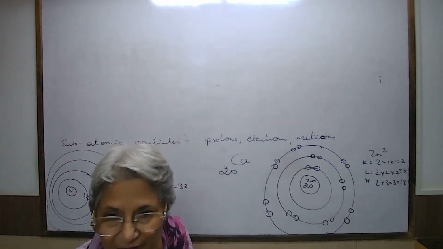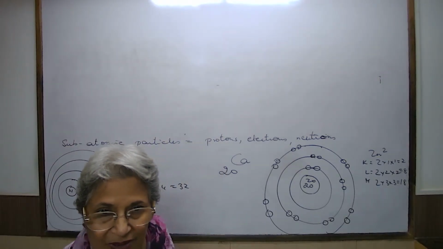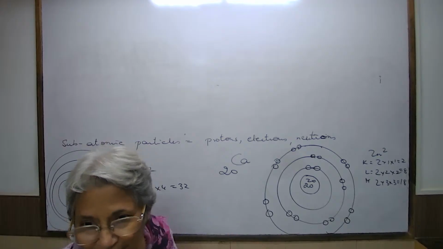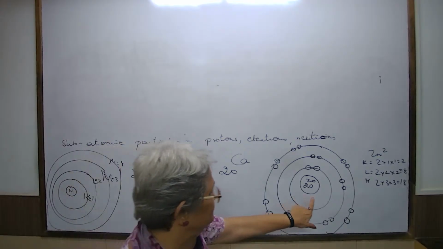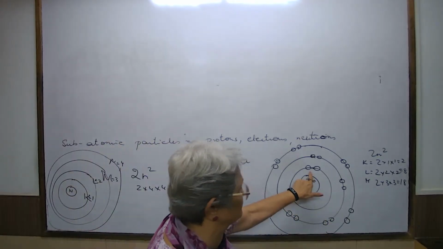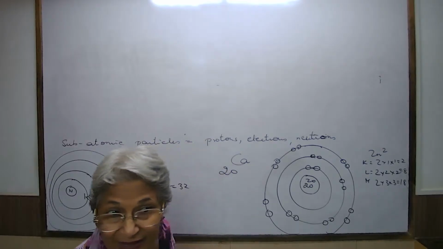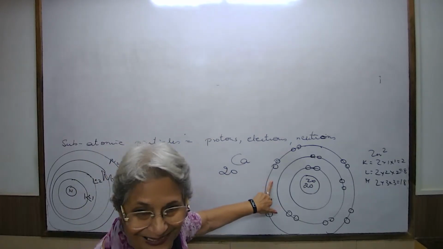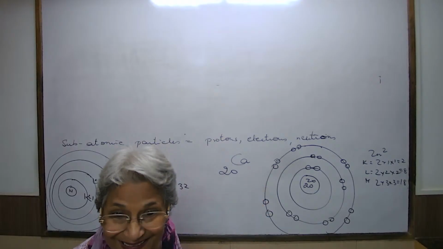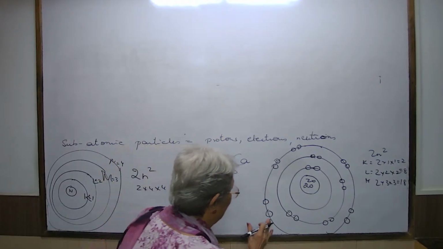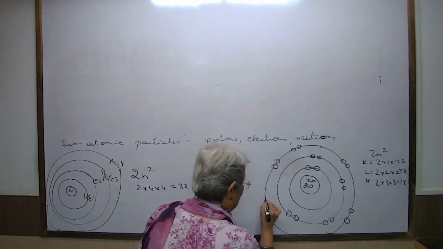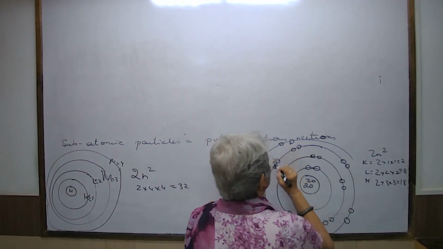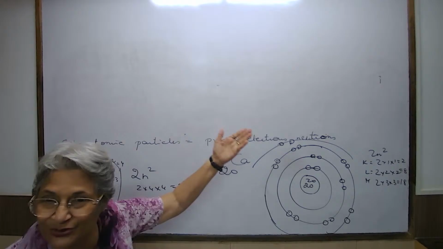My shell is over. Now, according to the duplet rule, I should have 2 electrons in the first shell. Yes, I got 2 electrons in the first shell. I am supposed to be having 8 electrons in the outermost shell, and this is my outermost shell. I am having 10. Wrong. So therefore, I don't have to put it here. I'll take another shell and 2 will go on to a new shell.